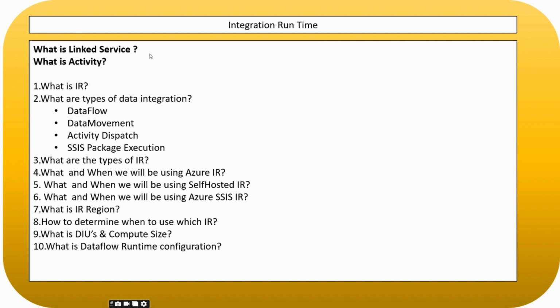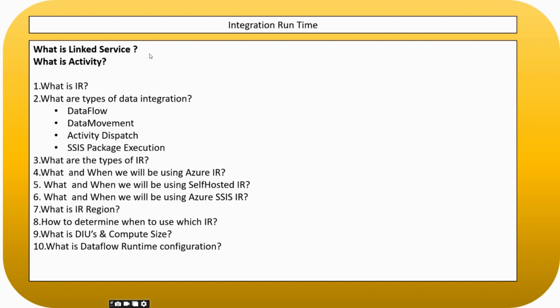where does the compute power come in? Basically, I'm writing a query in Data Factory and connecting to a database, and that query is executed inside the database engine. So that is not related to the Azure IR. The actual workload is happening on the other side, not here. So we just dispatch the activity, and the compute power is automatically taken care of by the destination data store. That is what activity dispatch is.